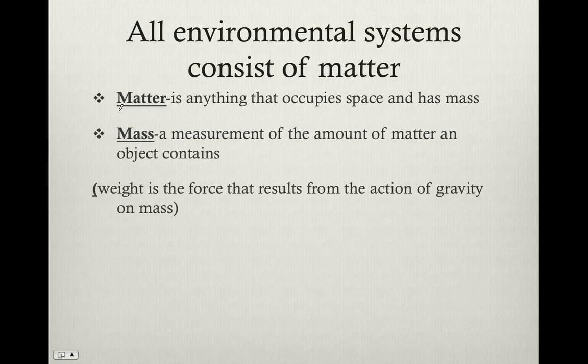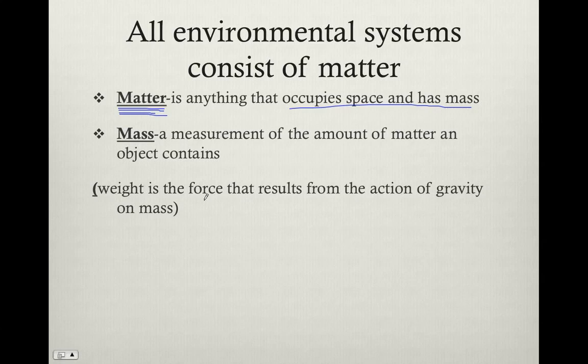So matter is absolutely important to understand. It's anything that occupies space and has mass. And so we're going to be talking a lot about matter and how it flows through a system and such. Matter is a very important concept in environmental science. Mass is a measurement of the amount of matter an object contains.